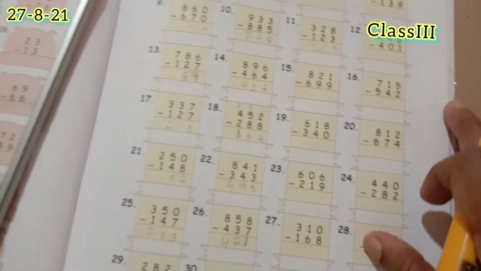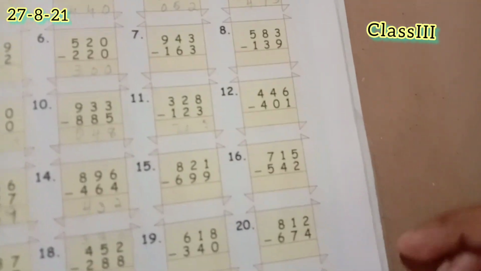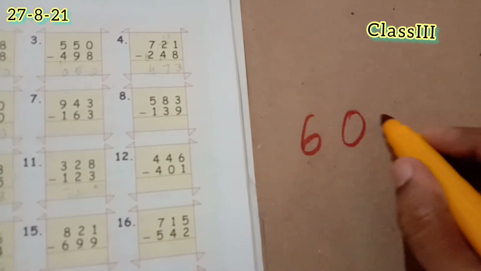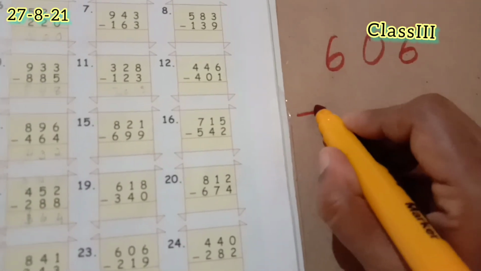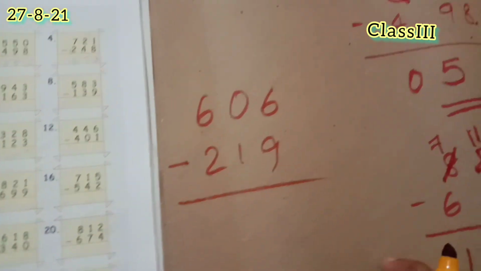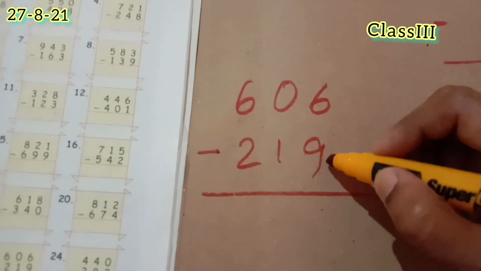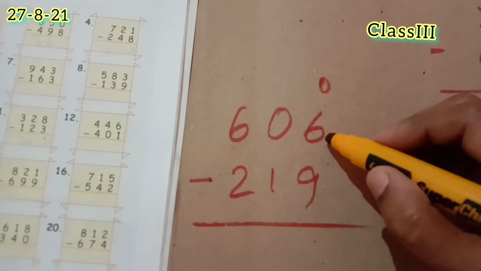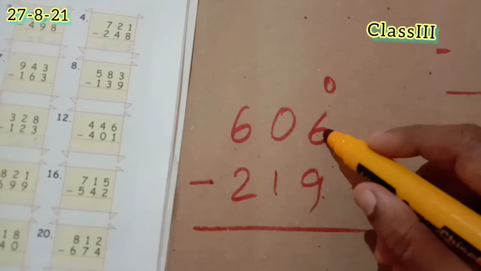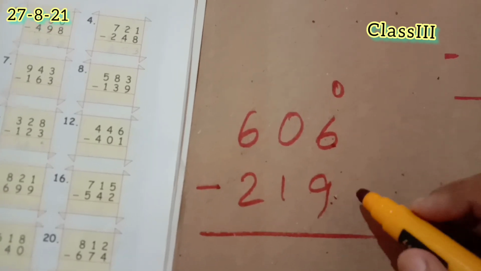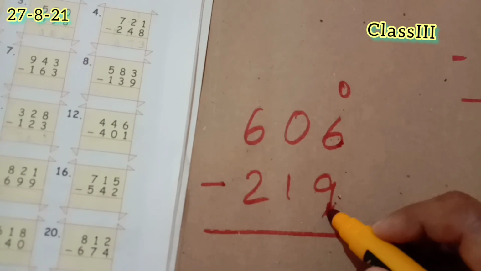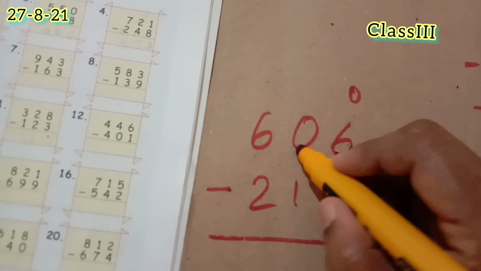Let's take which question? 23. 606 minus 219. The 23rd question. Tell me how we will do. First consider the numbers in ones place. 6 minus 9. Is it possible? No, because this 9 is higher and this is smaller. When the subtrahend is higher, we will borrow from the next.